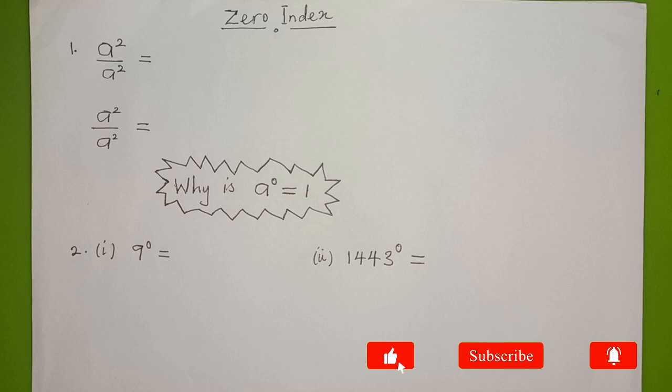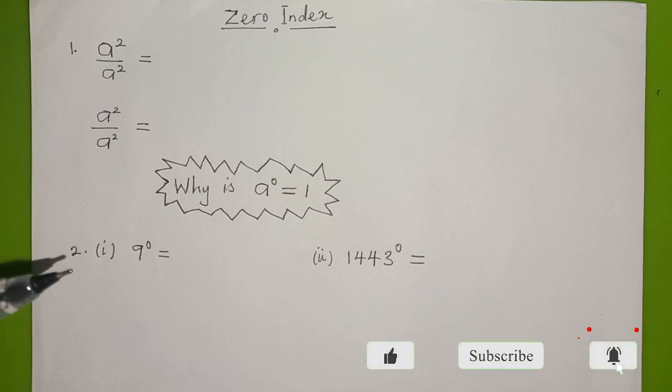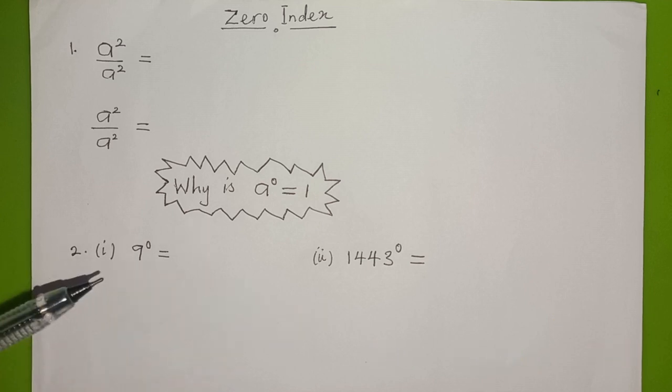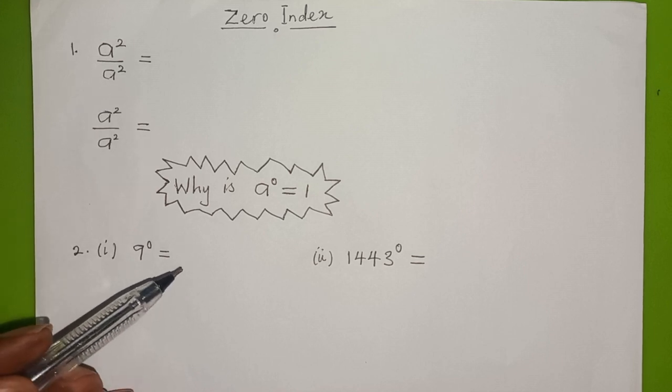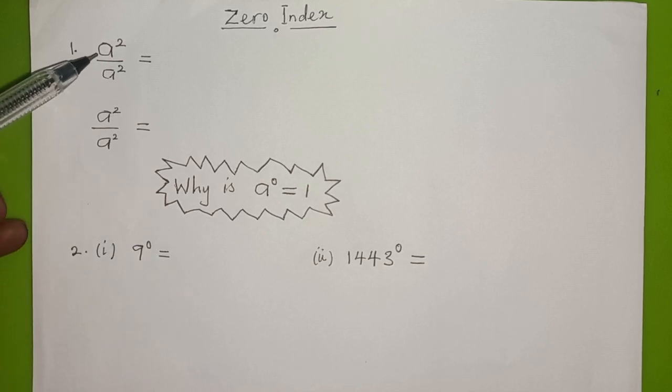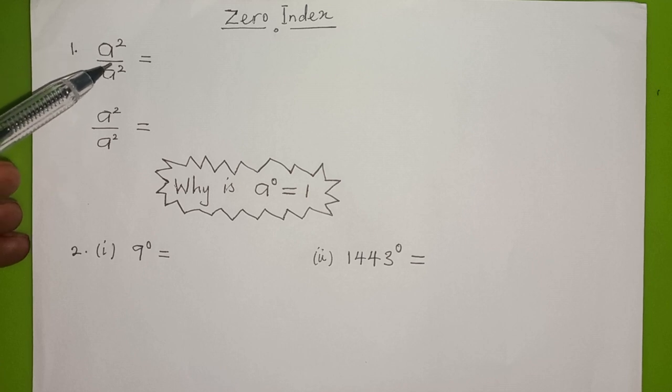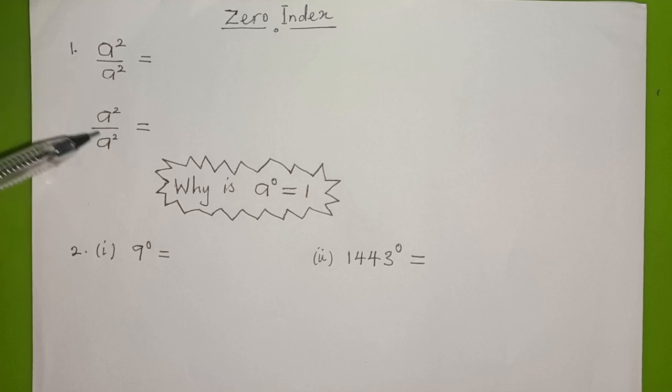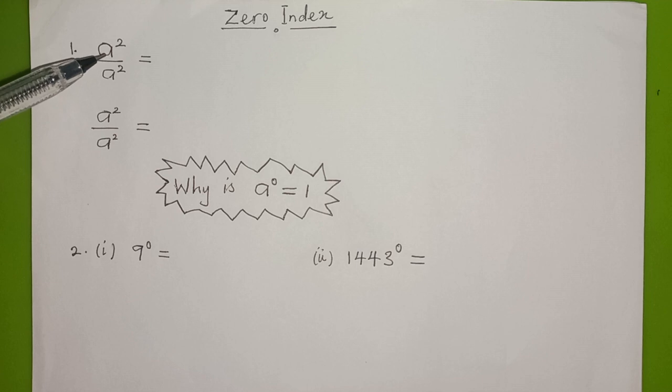Today we want to prove the reason why a raised to the power 0 is equal to 1, or any number at all raised to the power 0 equals 1. Let's begin. So we have a raised to the power 2 over a raised to the power 2. The same thing here, but we'll be using two different approaches to solve this problem.